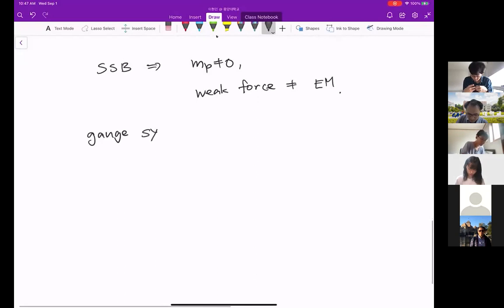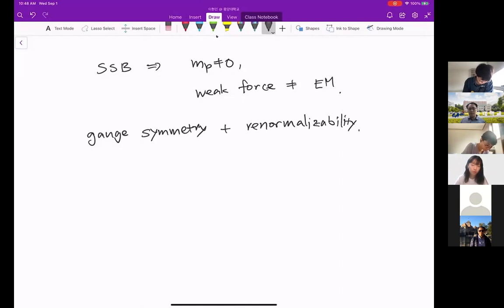So, gauge symmetry plus renormalizability. I'm not going to discuss renormalization, but it is important, renormalizability. I think you will get some feeling for what is renormalizable and what is non-renormalizable. From these two, we can construct the standard model Lagrangian.